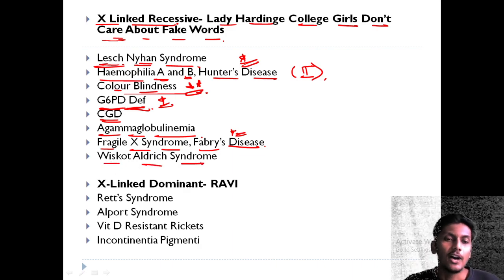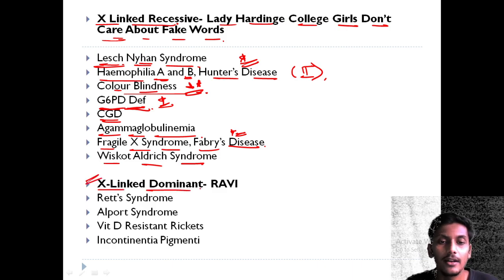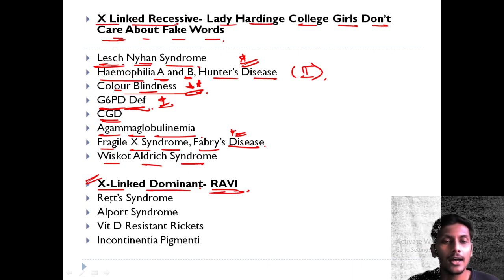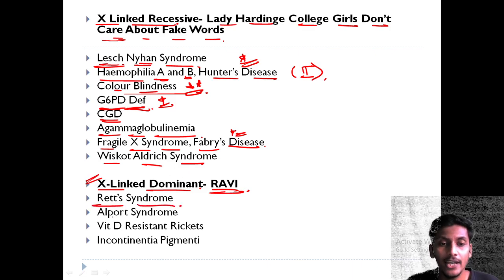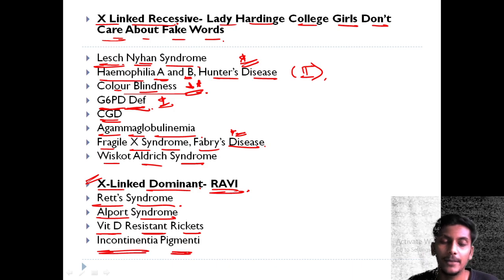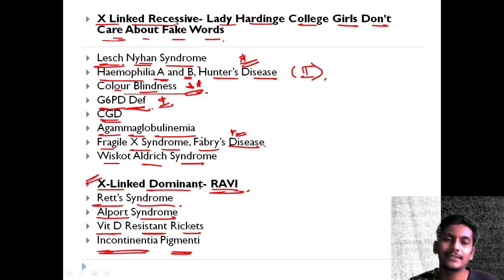Right? Now, last one, last pattern of inheritance is your X-linked dominant pattern of inheritance, for which the mnemonic is Ravi. Okay? So please remember, where R goes for Rett syndrome, A goes for Alport syndrome, V goes for vitamin D resistant rickets, and I goes for incontinentia pigmenti. So please remember, these are some important disorders which inherit by X-linked dominant pattern of inheritance, right?